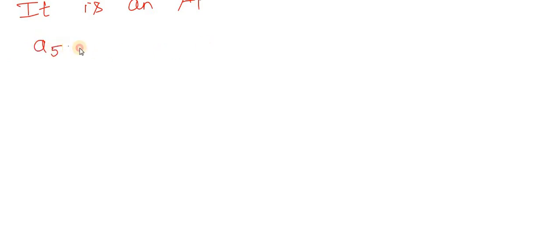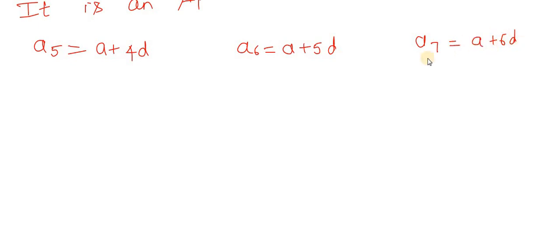A5, that is A plus what? Yes, it is nothing but 4D. Then A6. What is A6? Very good. That is A plus 5D. And what is A7? A7 is equal to A plus 6D. See here, it is the same for everything. Why? Because here 7 is there, here 6 is there, here 6, here 5, here 5, here 4. One number is less.